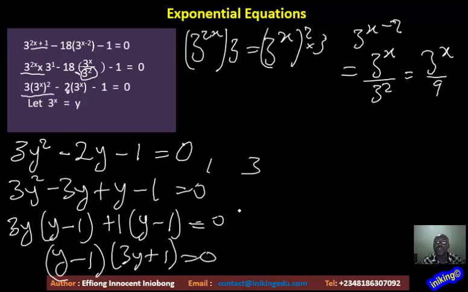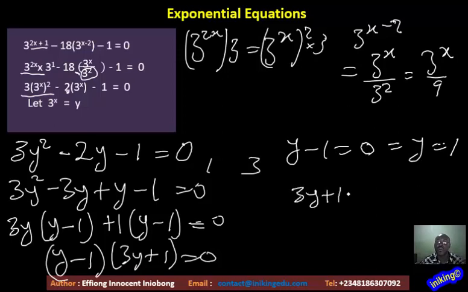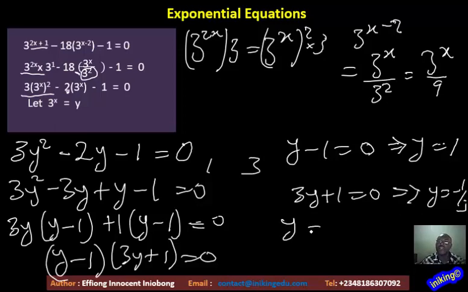Now solving this equation, we obtain y minus 1 is equal to 0, which gives us y equals 1. And then we have 3y plus 1 equals 0, which implies that y is equal to minus 1 over 3. So we have that y is equal to 1 or minus 1 over 3. Now, that is for y. Remember, we are supposed to solve for x.